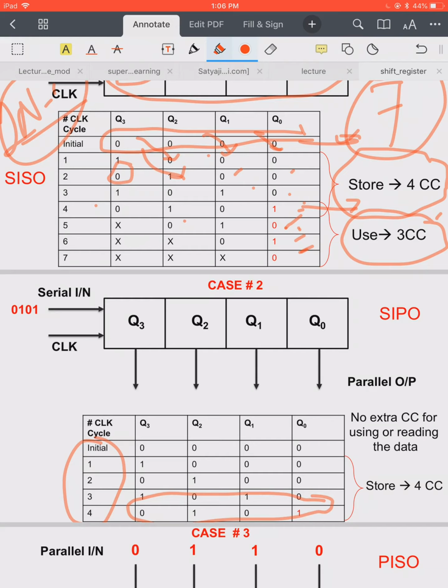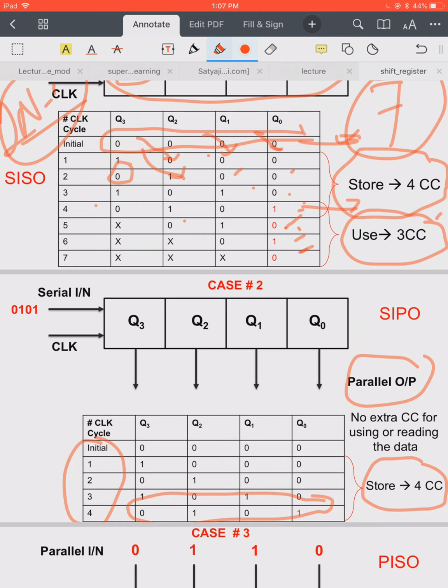Okay, so here I can take out my data parallelly. So in the 4th clock cycle, after the 4th clock cycle, my data is ready and stored, then I can just read it out parallelly. So I don't need another clock cycle. In the 4th clock cycle itself I can read out the data. So altogether I need 4 clock cycles for processing the data, because I don't need any extra clock cycle for reading or using the data.